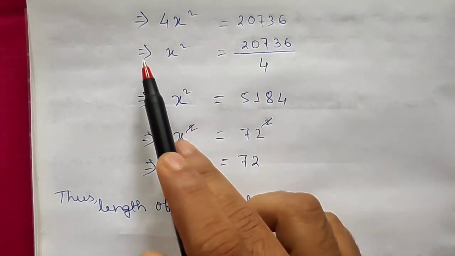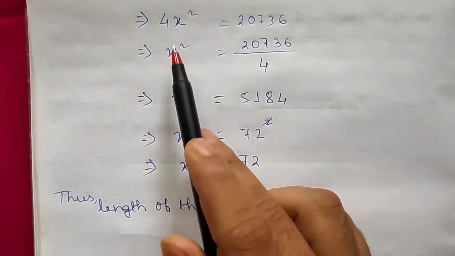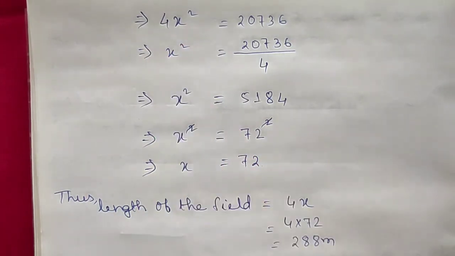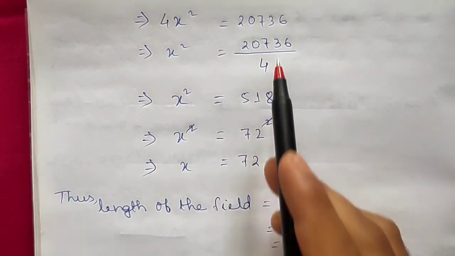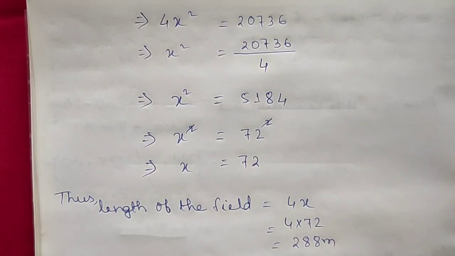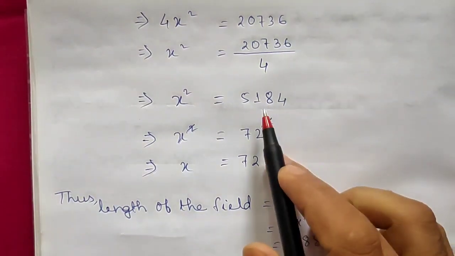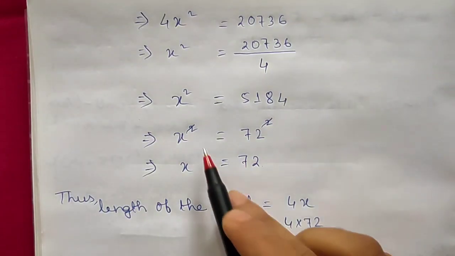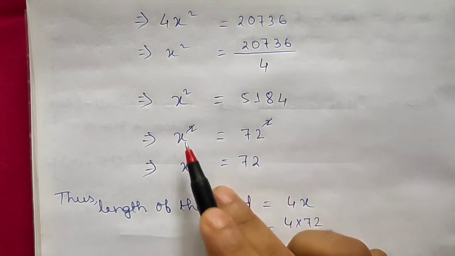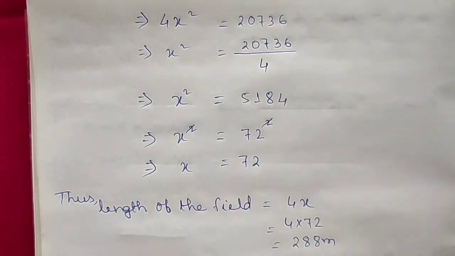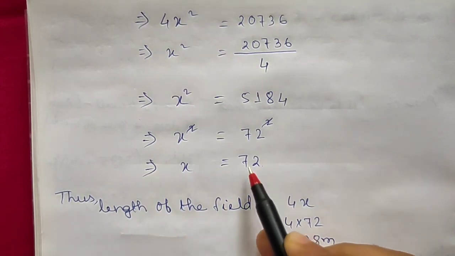Now as 4 is multiplied with x square, in my first video I have told you that if there is multiplication and we change the side, it will be divide. So x square equal to 20736 divided by 4, which is equal to 5184. Now as there is a square, 5184 is which number's square? 72. So square and square cancel, x equals 72. Therefore we have found the value of x.